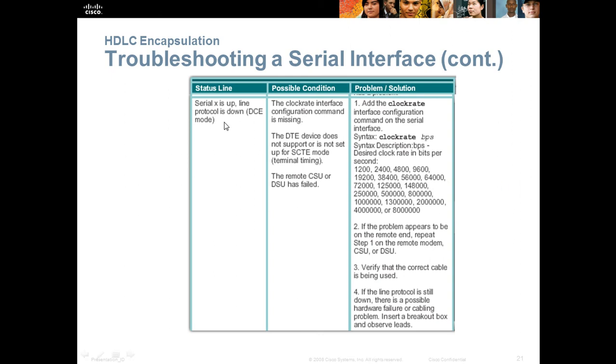Sometimes the status line gives the error message serial X is up, line protocol is down, which is DCE mode. The possible condition is that the clock rate interface configuration command is missing. So we have to add the clock rate interface configuration command on the serial interface.